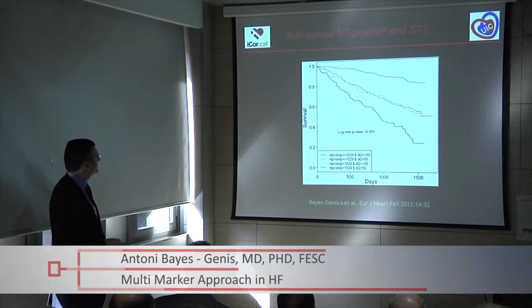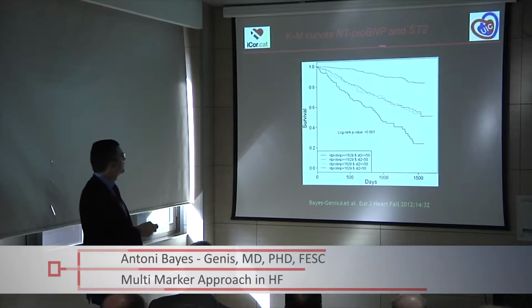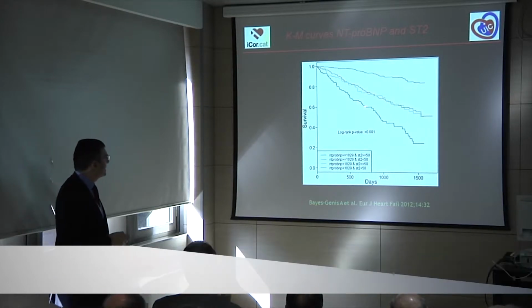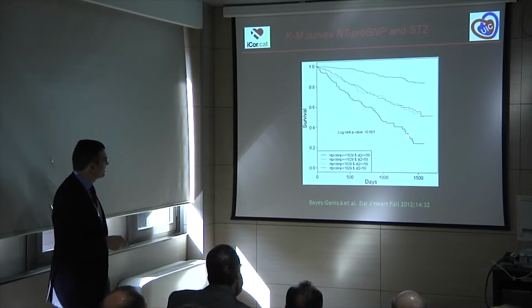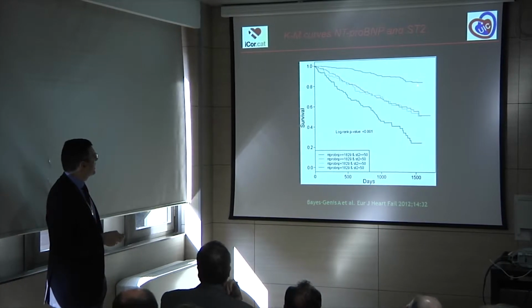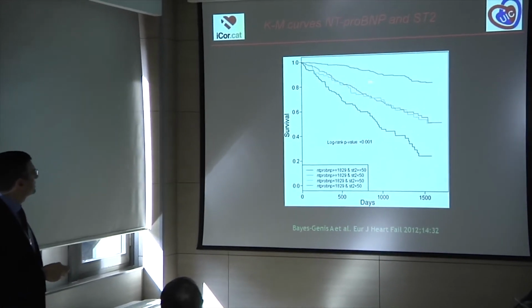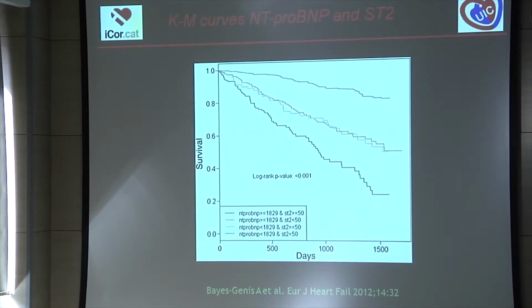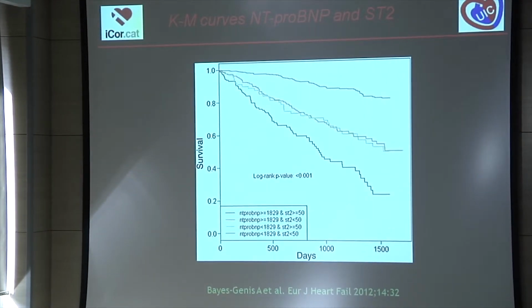When we assess NT-proBNP together with ST2, we get these curves whereby high NT-proBNP and high ST2 give us the worst or the sickest patients. Look at these patients after 1,500 days. There's only 25% survival, and here when both are below the cut point, almost 90% or 85% are survivors. So we go from 85% of survivors to 25% of survivors, and there are the intermediate groups as shown before.